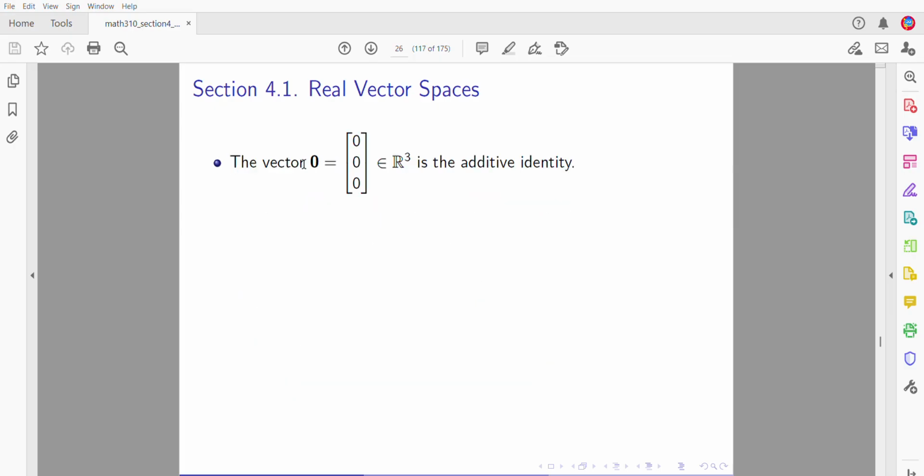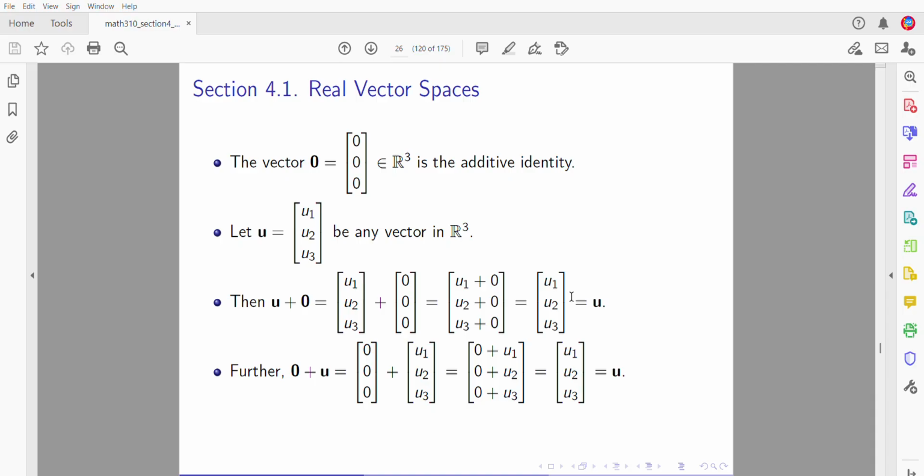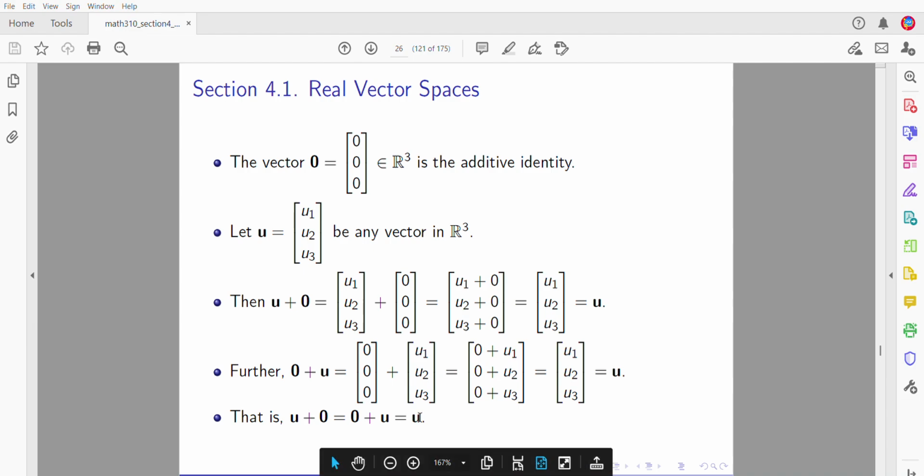Likewise, in three-dimensional vector space, the 0 vector is (0, 0, 0). It is the additive identity. Let U be any vector in R3, (U1, U2, U3). Then U plus 0 vector is (U1, U2, U3) plus (0, 0, 0). Turns out you get U back. Likewise, 0 plus vector U, (0, 0, 0) plus (U1, U2, U3), you get U back. That is, vector U plus the 0 vector is U. 0 vector plus U is U.